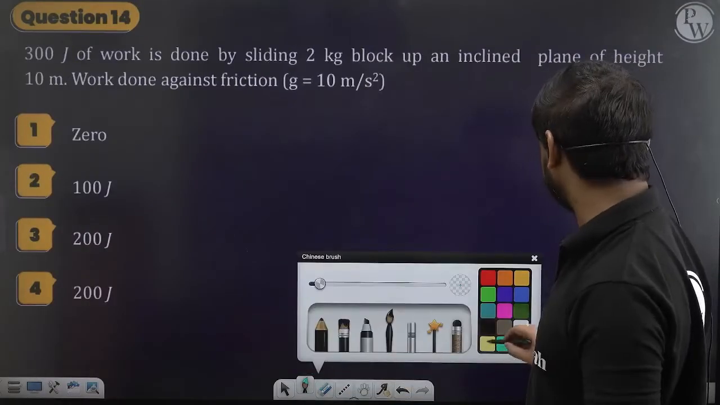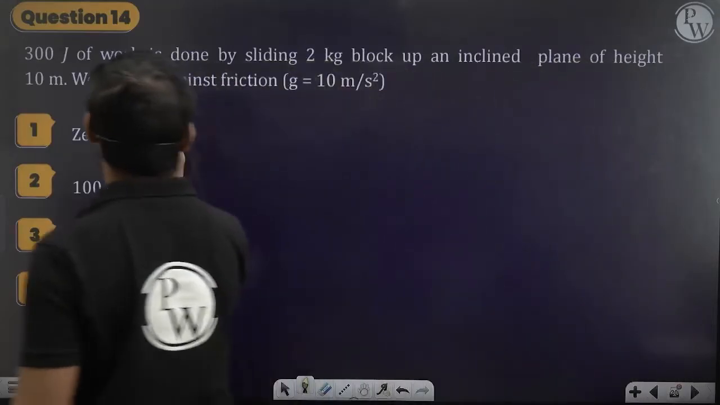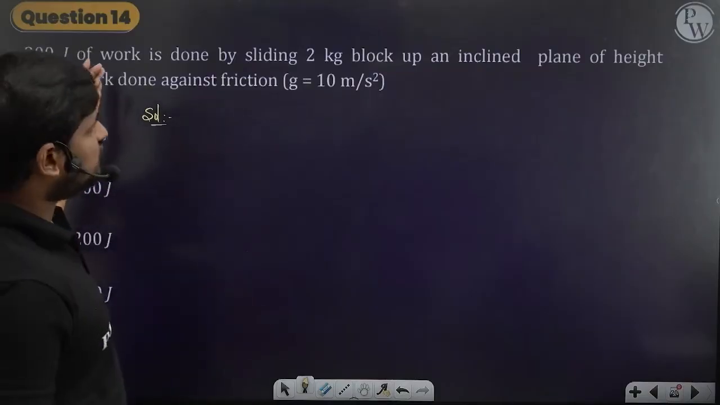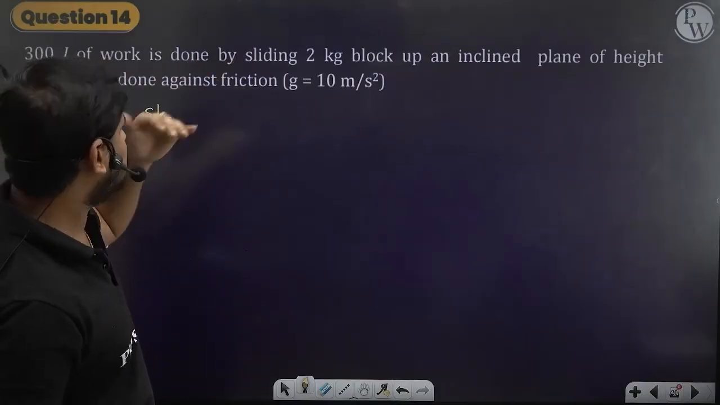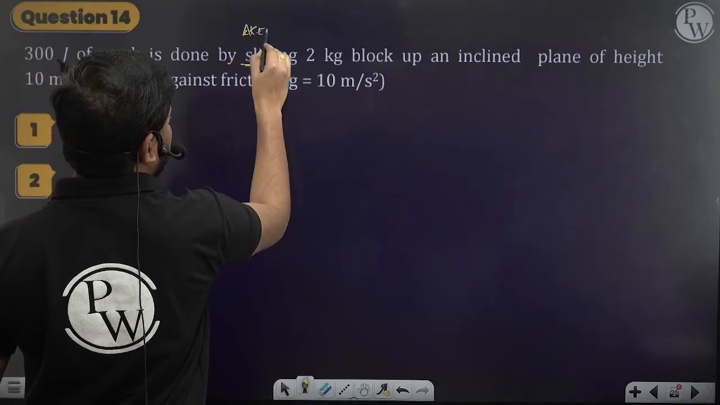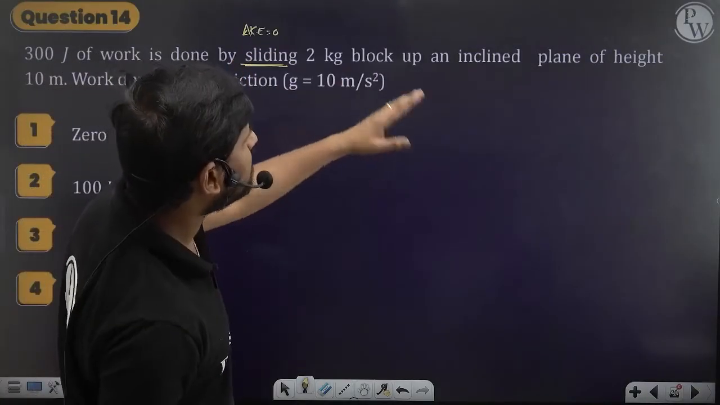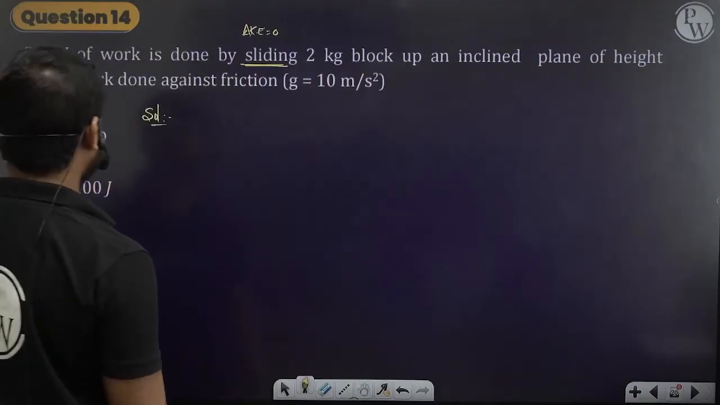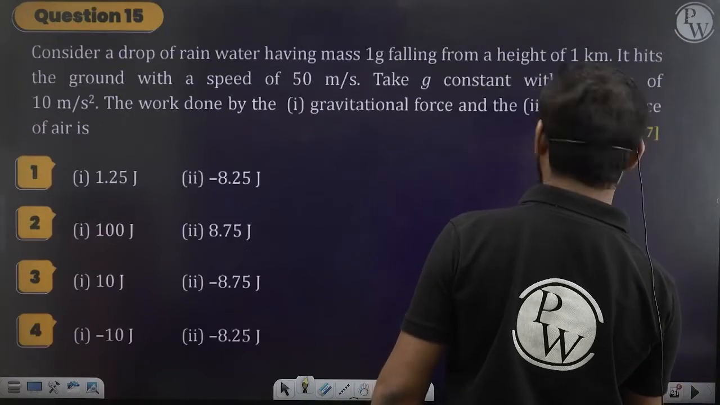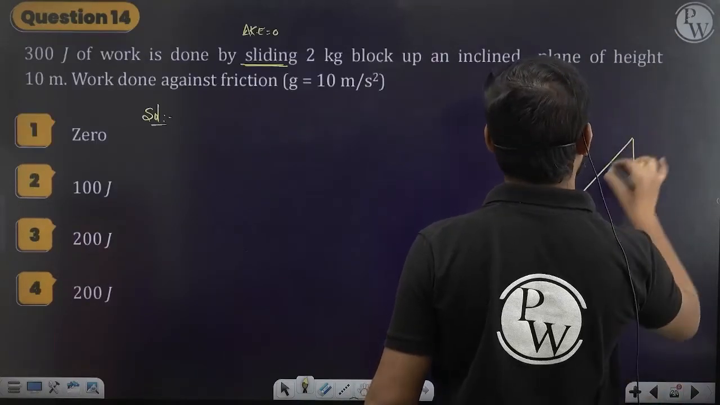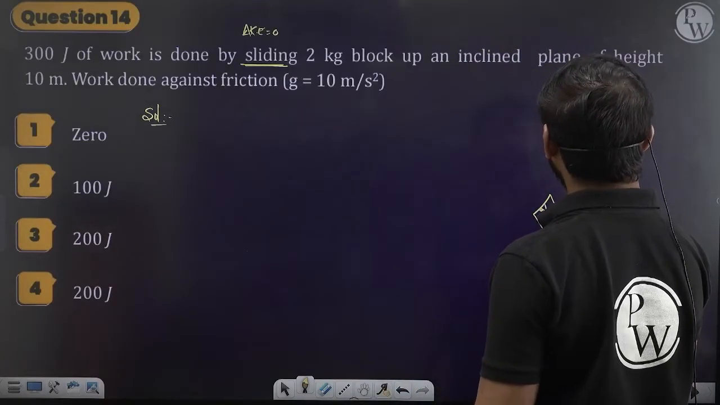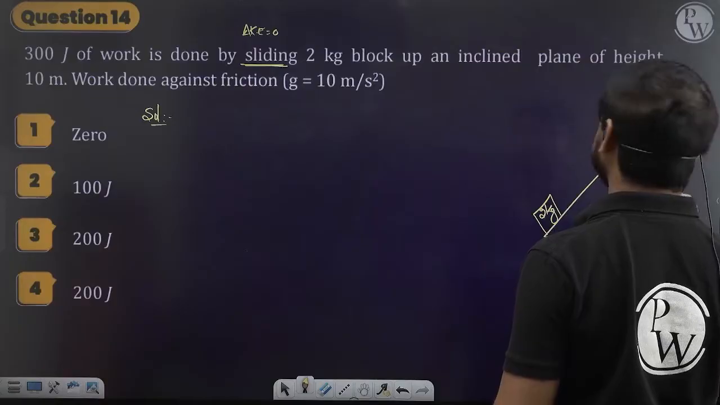So let's go for question number 14. 300 joules of work is done by sliding. Whenever they say sliding, again the change in kinetic energy is 0. Sliding a 2 kg block up an inclined plane of height 10 meters. Is the diagram given? No, not given here. So let's see, this is a body of mass 2 kg. This is the inclined plane, right? So this height is 10 meters.